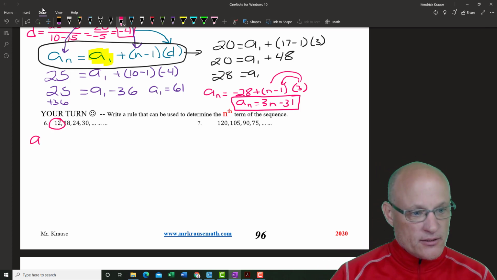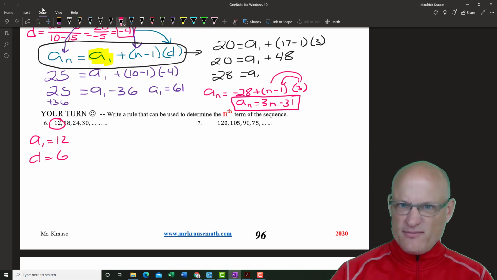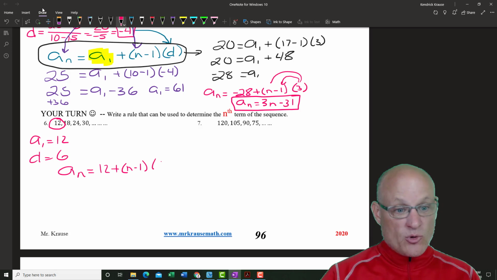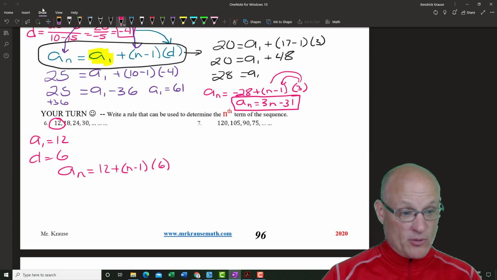So a sub 1 equals 12. D equals, look, I'm adding 6, adding 6, adding 6. D equals 6. Remember how these are easy ones, right? Now I just plug in the formula. A sub n equals 12 plus n minus 1 times 6. You don't have to memorize that formula. It's on your formula sheet. A sub n equals, this is 6n.